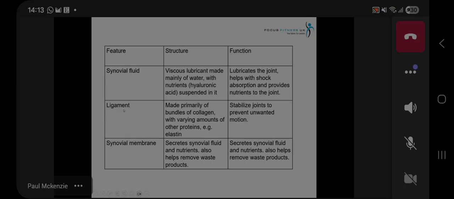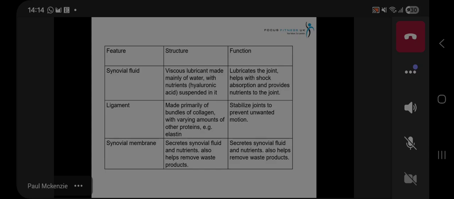Then we have the ligaments. They're on the outside, made primarily of bundles of collagen and various proteins, and they will stabilize the joint, preventing unwanted motion. Because with any joint, you don't want that joint to be able to move completely out of its range because it will become damaged. So one of the roles of the ligaments is to stabilize the joint. Another one is to prevent unwanted movement.